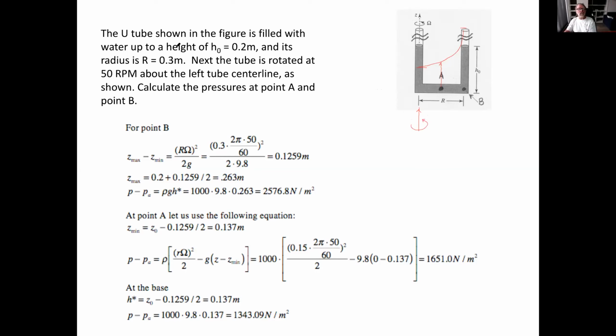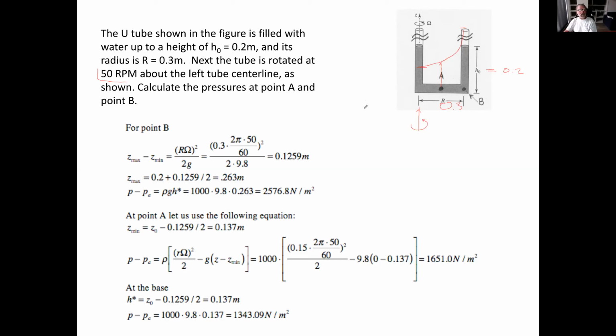Okay, so the water height is 0.2 meter, and the radius is 0.3, and it's spinning at 50 RPM. Calculate the pressure at point A and point B. Okay, so we claim that that formula has all the information.